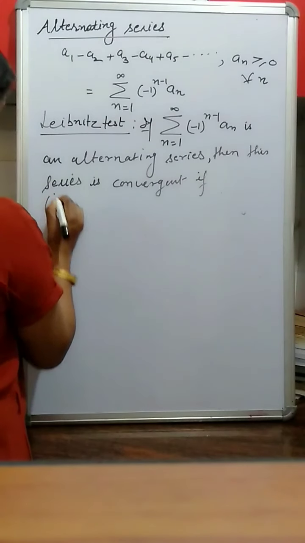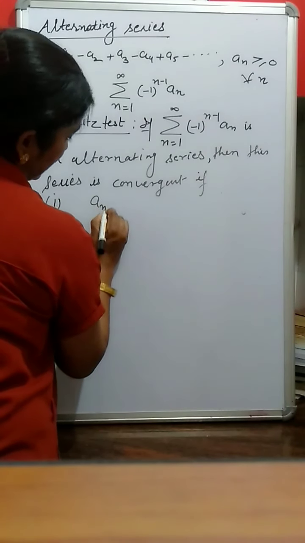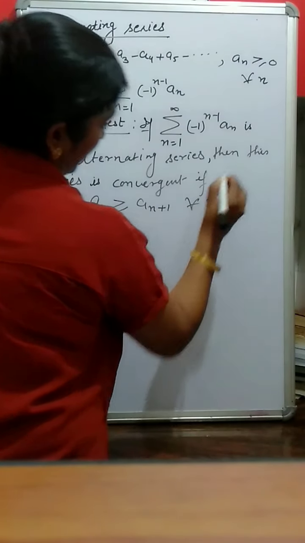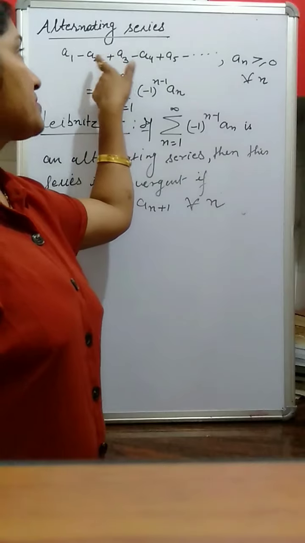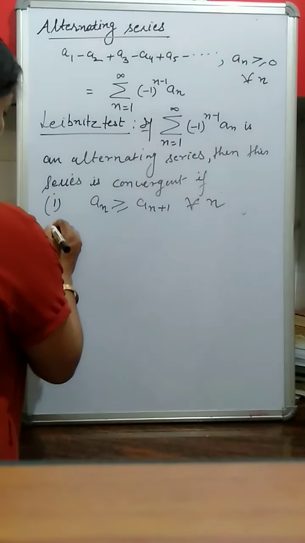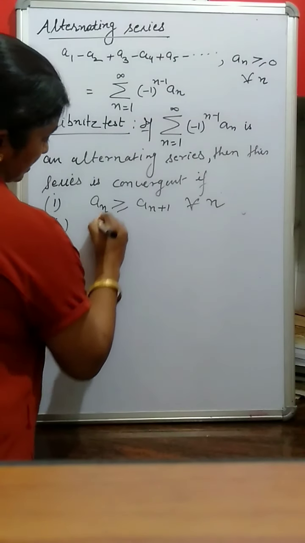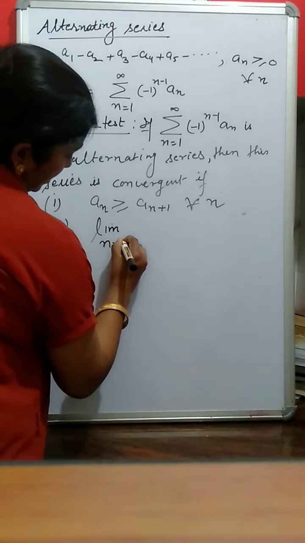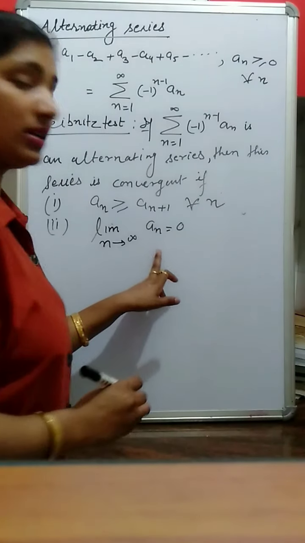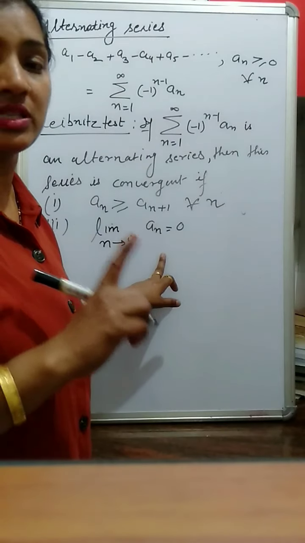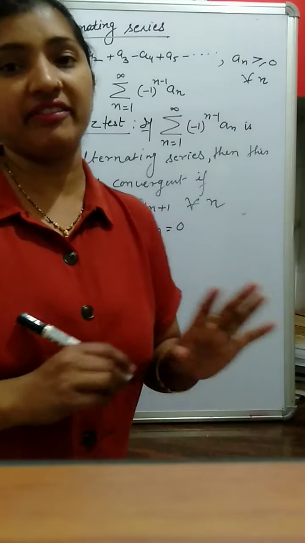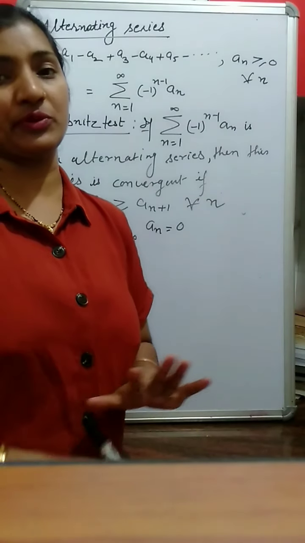There are two conditions. The first condition is an must be greater than or equal to an plus 1 for all n. That means the terms of the series are monotonically decreasing. And the second condition is the limit as n approaches infinity of an is equal to 0. The nth term converges to 0. If these two conditions hold, then the given series definitely converges. So let us prove it.